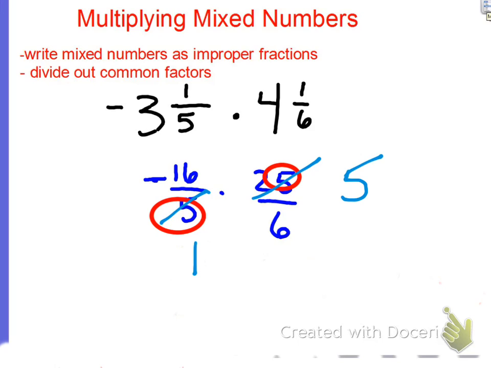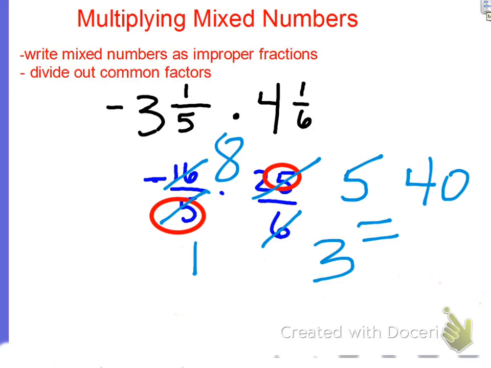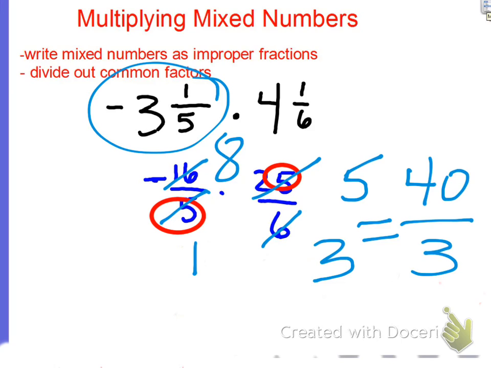6 and 16 don't cancel out, but they do share a common factor of 2. So 2 goes into 6 3 times, and 2 goes into 16 8 times. So now I'm still left with a smaller problem, and I end up getting 8 times 5 is 40, and 1 times 3 is 3. This is negative because remember my -3 and 1/5, and I don't want to leave this improper, so this would actually change to 13 and 1/3, which is negative.